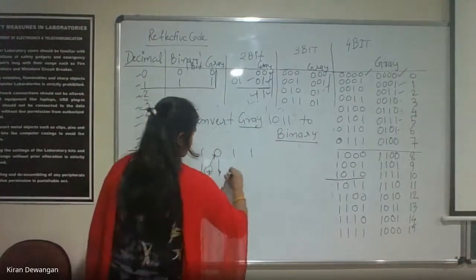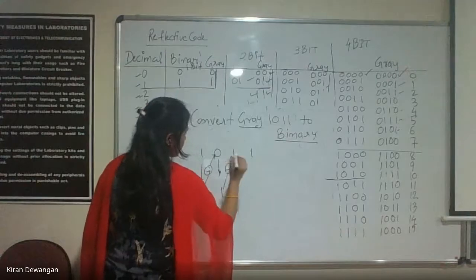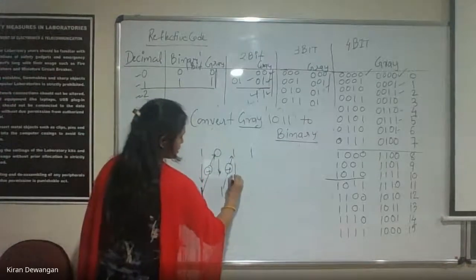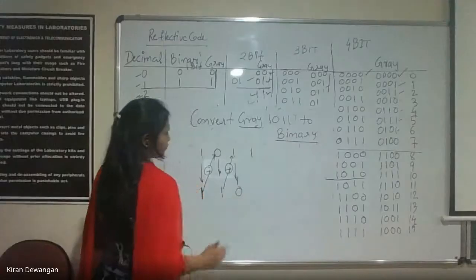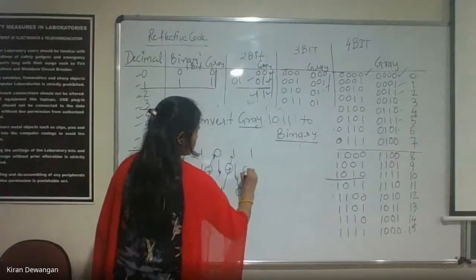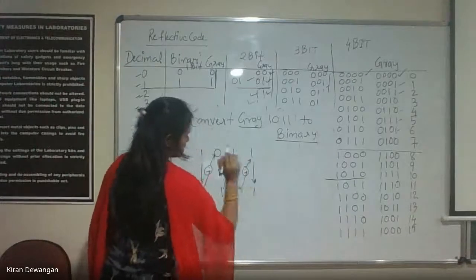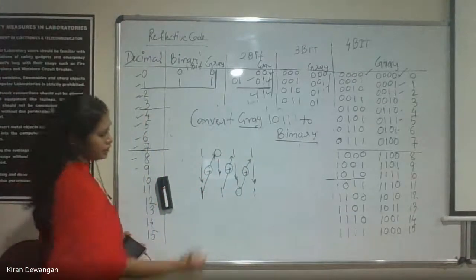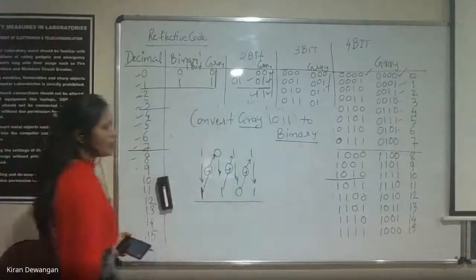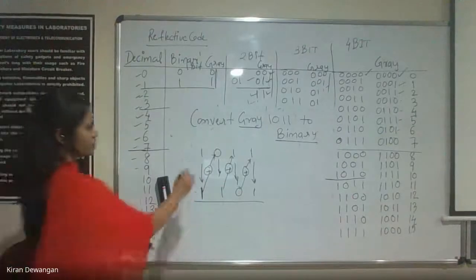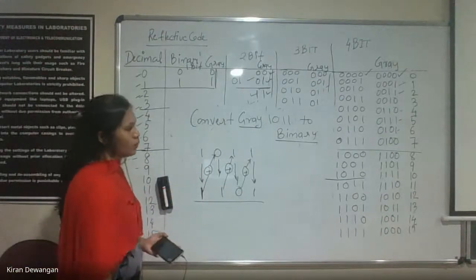Now these two getting XORed. 1 and 1 is 0. Now these two getting XORed. 0 and 1 is 1. Correct. Now the answer is 1 1 0 1. We can check 1 0 1 1.